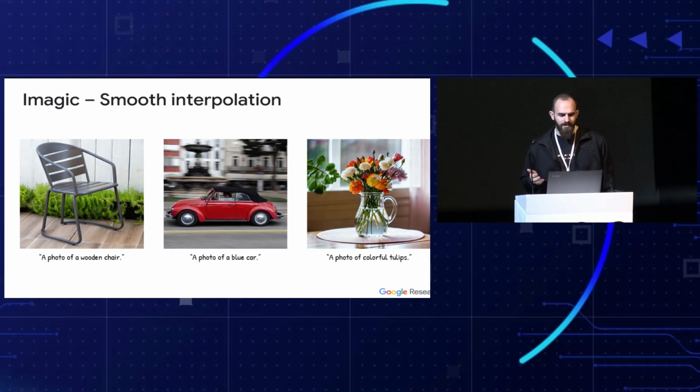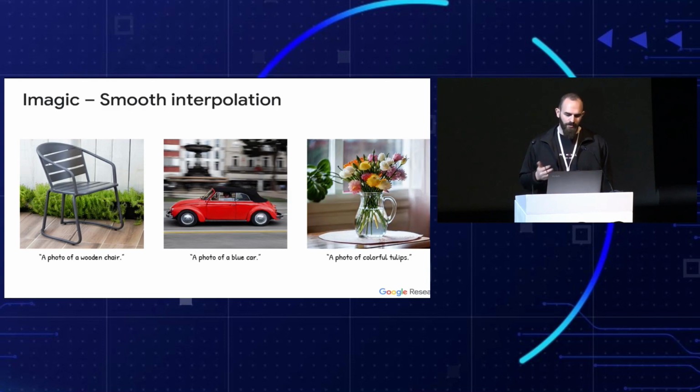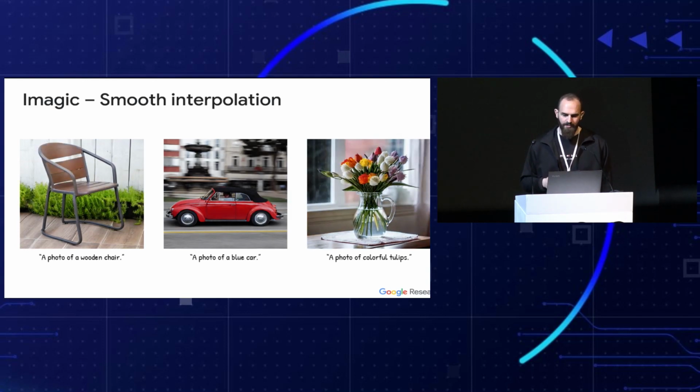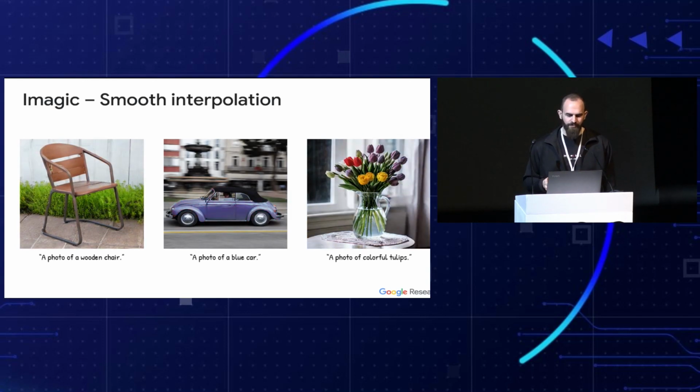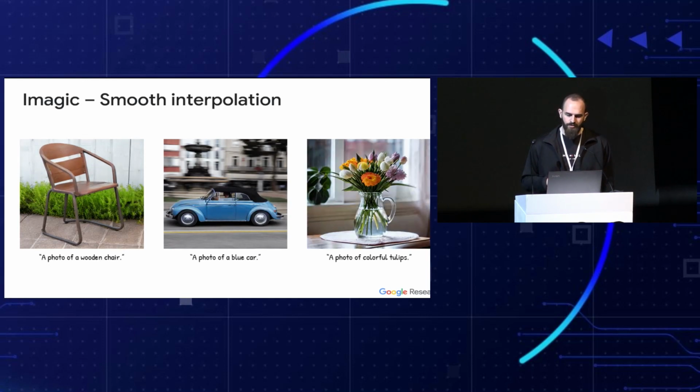Same goes for the blue car, the red car that changes into a blue car. We can see all the color changes in the middle. And same goes for the flowers that turn into tulips and back.